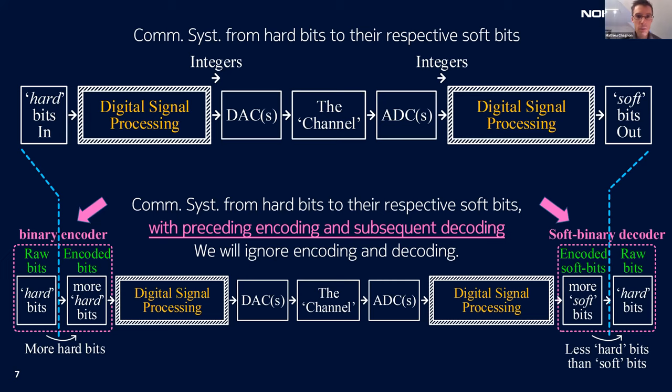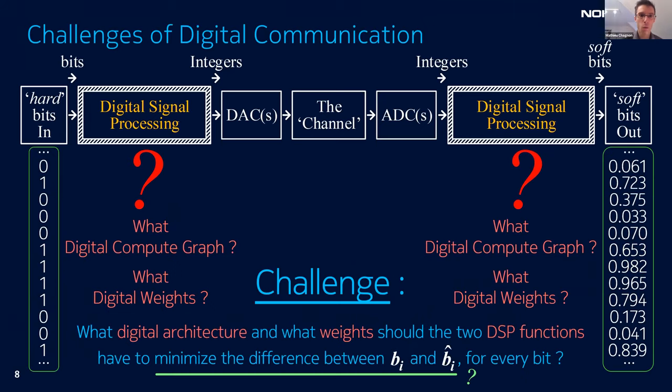So I'm going to be addressing four challenges for these systems. One of the challenges is to know and define the digital architecture, said differently, the compute graph and the weights that these compute graphs are made of, at both the TX and RX side for the DSP functions. What's the best compute graph and what are the best weights to minimize the difference between the transmit bit and the recovered soft bit for every bit? On the next slide, before I tell you the three other challenges, I want to talk about what we mean by the difference between B subscript I and B hat subscript I.